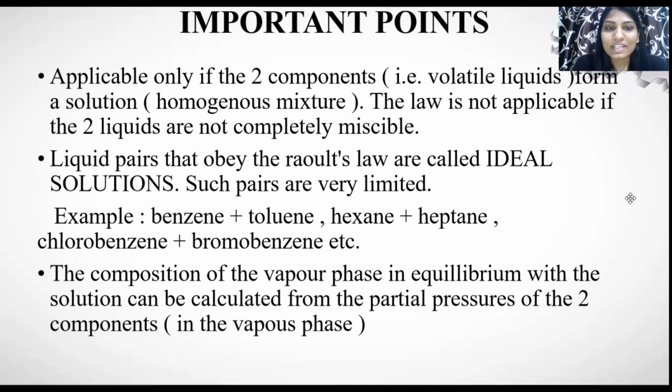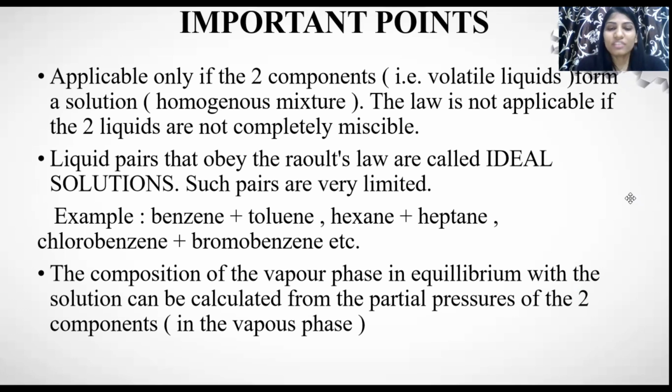And the liquid pairs that obey Raoult's law are known as ideal solutions. Although the pairs that form ideal solutions are very limited, as you can see from some examples on the screen: benzene and toluene, hexane and heptane, chlorobenzene and bromobenzene.